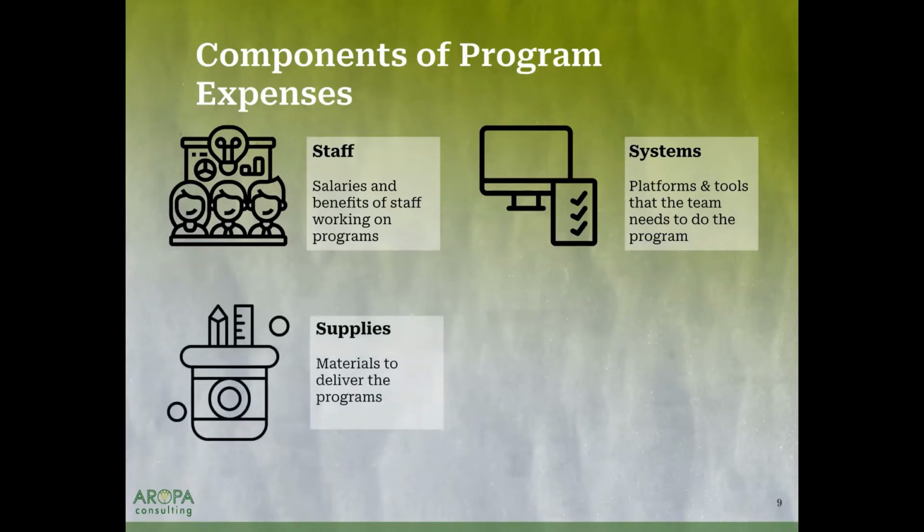Supplies, any materials that you need. Again, just because something is an office supply doesn't mean that it is an admin expense. If it's office supplies that you're purchasing only for this particular need, then it is a program expense. The Humane Society example: if you are purchasing newspaper just to line the crates of all the animals, then obviously that is a supply just for delivering your program.